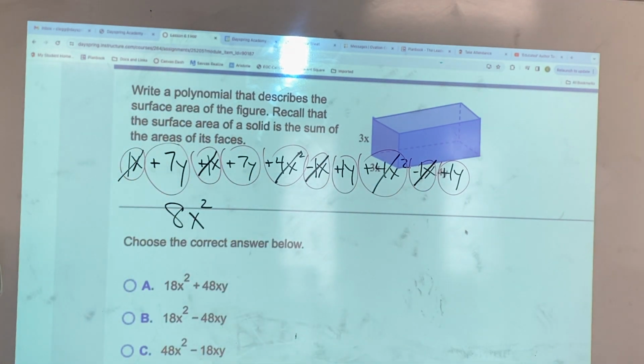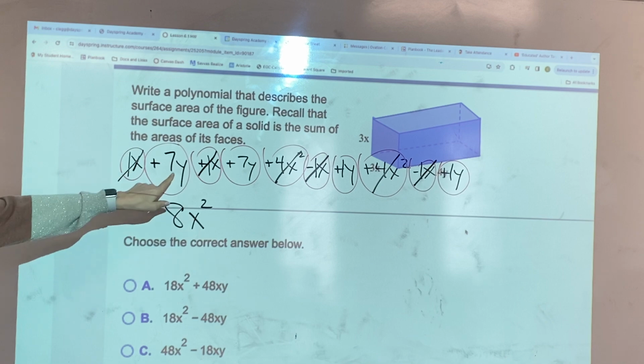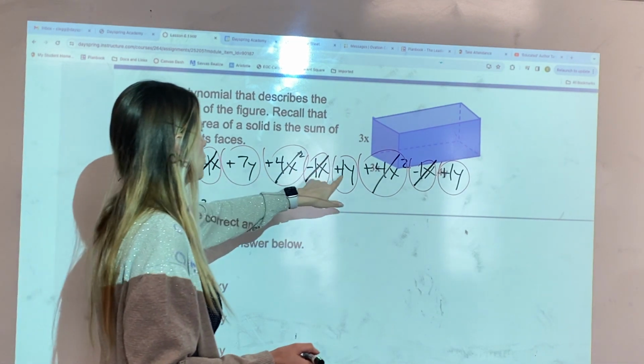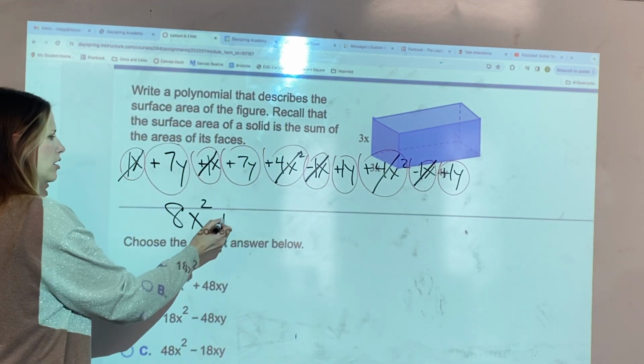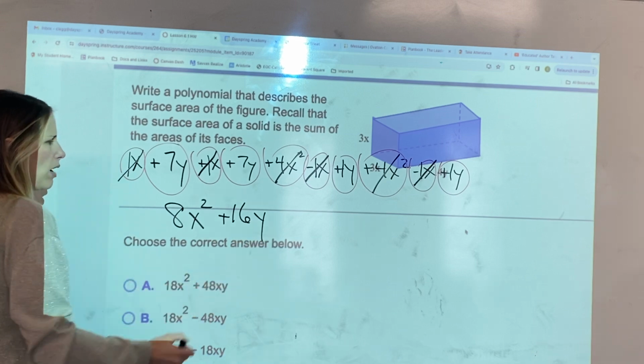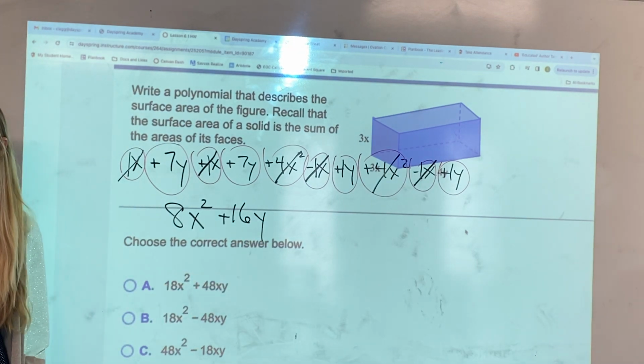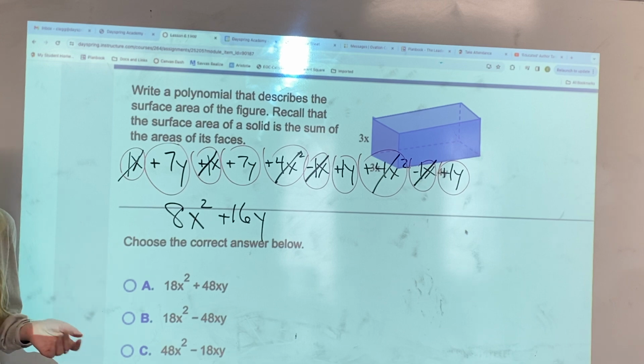Now, we have just our y terms left, right? We have 7y plus 7y plus 1y plus 1y. That's 16y plus 16y. So for you, it was not a matter of just not having them in the right order. Something went wrong when you were combining. Okay, are you good now?